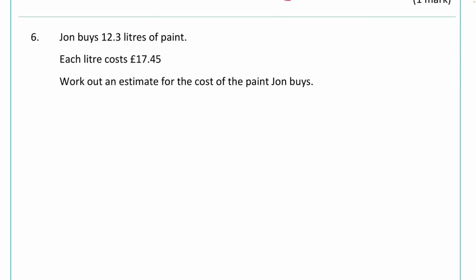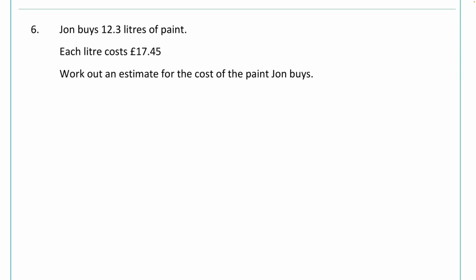Question 6 is asking us to do an estimation. It says John buys 12.3 litres of paint and each litre costs £17.45. Work out an estimate for the cost of the paint that John buys. Now there are various answers that you can give to this. Now the easiest answer is to round each number to one significant figure, which is just one whole number and the rest becoming zeros. So 12.3 we would round to 10 litres, and £17.45 we would round to £20.